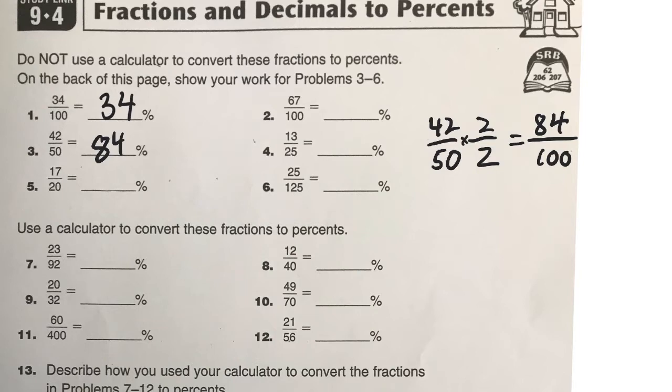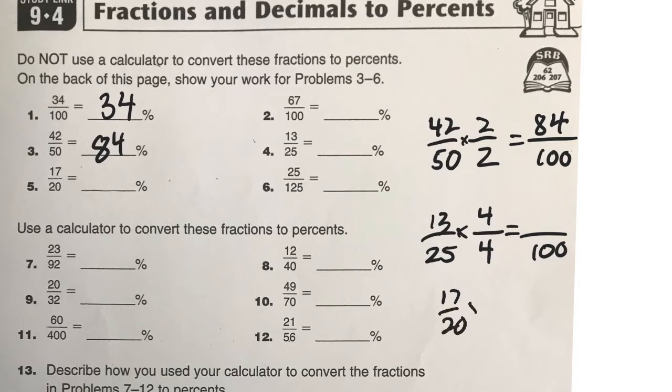Now, 13 25ths. Now the question is, what do we multiply 25 by to get to 100? 25 times what equals 100? And hopefully you can figure out that fourths work out for that. So you need to do 13 times 4 here, and then that will give you your percentage. Same idea. I'm not going to do all these for you, but for 17 20ths, what do you multiply 20 by to get to 100?